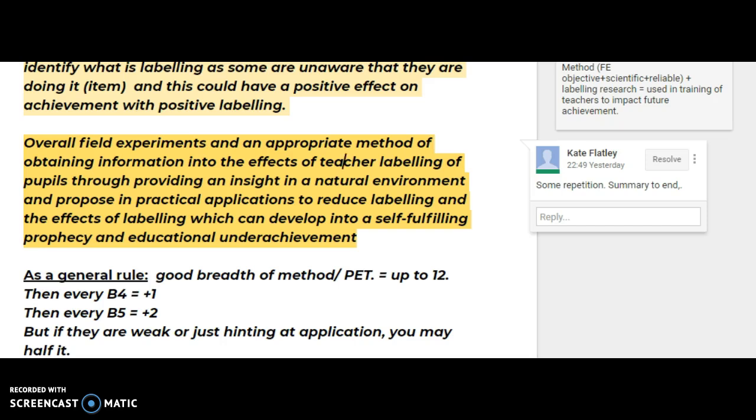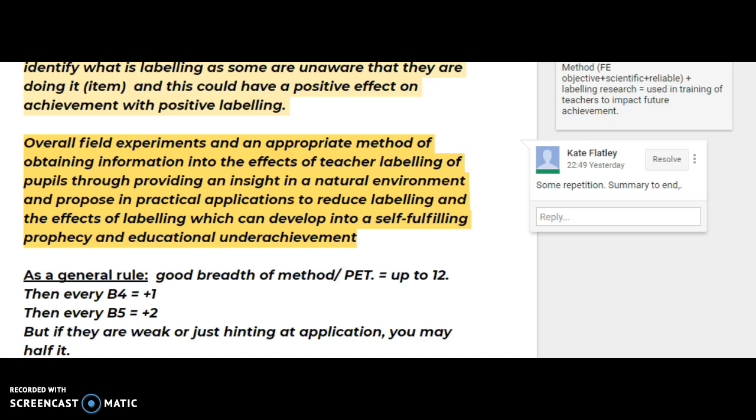Just a little bit of guidance about how it is marked. The general rule that we were given as examiners was that if you had a good breadth of method, which meant practical, ethical, theoretical, and it was conceptually rich, there was lots of detail, you could get up to 12 marks without any application to labelling or any application to school or whatever. If it's just really good on the method, you can get up to 12.